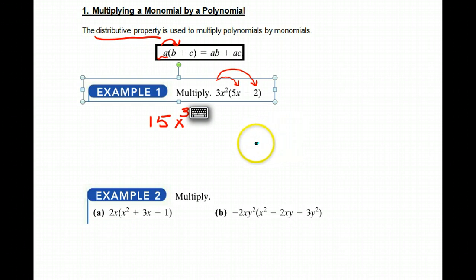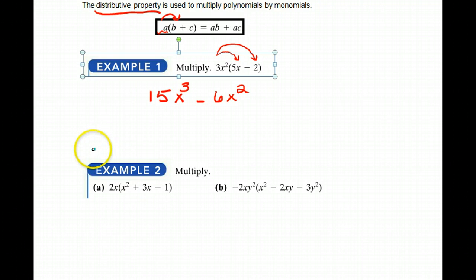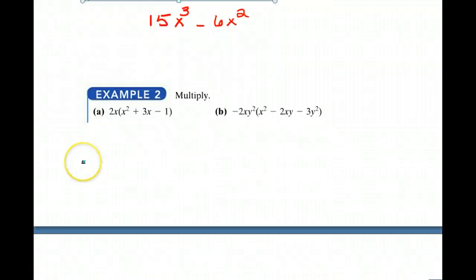The next step that we take is 3x squared times negative 2, which is going to give us negative 6x squared. There's nothing further to this problem because we can't go any further with the simplification process. Our x cubed and x squareds are different terms, so they cannot be combined. Therefore, we can go no further. I'd like you to pause the recording and simplify example A by using the distributive property.